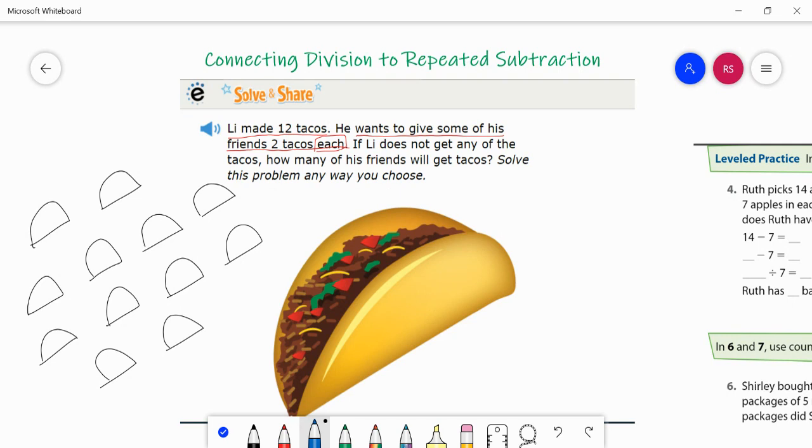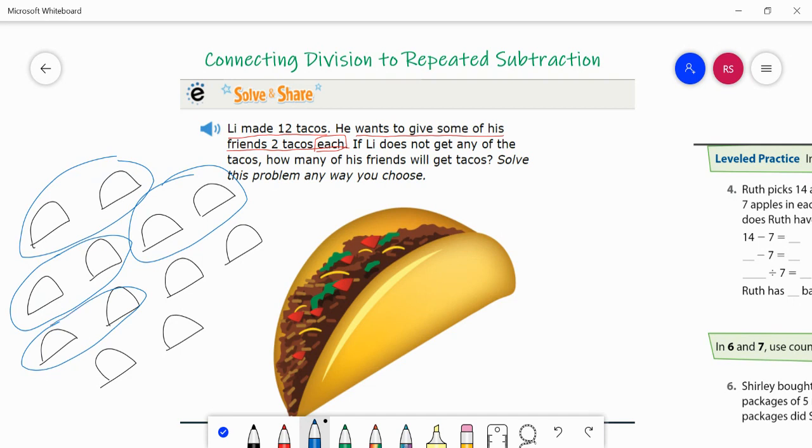All right, so now that we have our tacos drawn, we're going to be putting them into groups of 2, because it says he wants to give 2 tacos to each friend. So if I take 2, that would be given to friend number 1. Let's do 2 more. That would be given to another friend, friend number 2. 2 more. That would be given to my third friend, friend number 3.